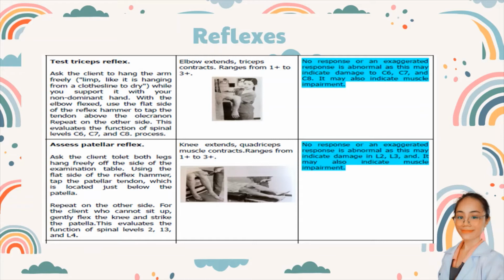For the normal findings, the knee would extend and the quadriceps muscles contract, ranging from 1 to 3. For the abnormal findings, there's no response or exaggerated responses, as this may indicate damage in L2, L3, and L4, and it may also indicate muscle impairment.